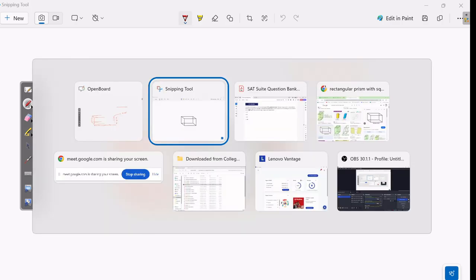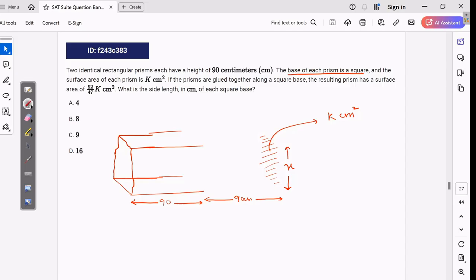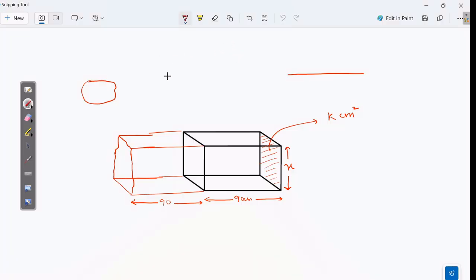What else have they given to us? They are saying if the prisms are glued together along a square base, the resulting prism has a surface area of 92 over 47 times k centimeter square. This is the surface area of the resulting total shape, and you have to find out the side length, this x, the missing side.